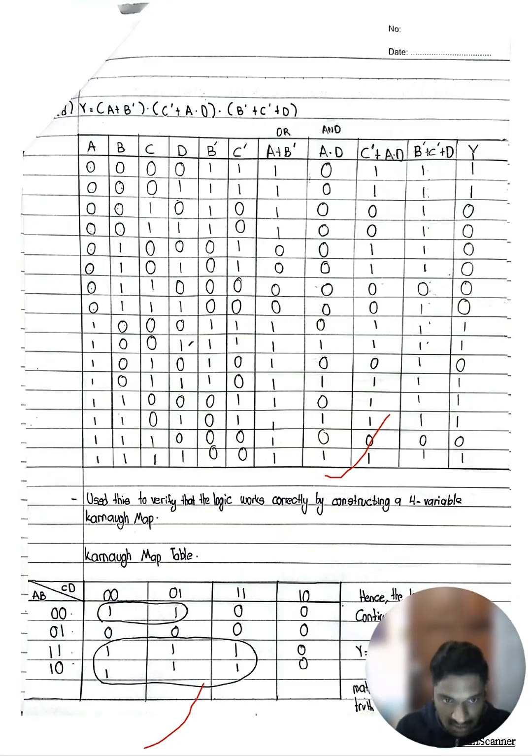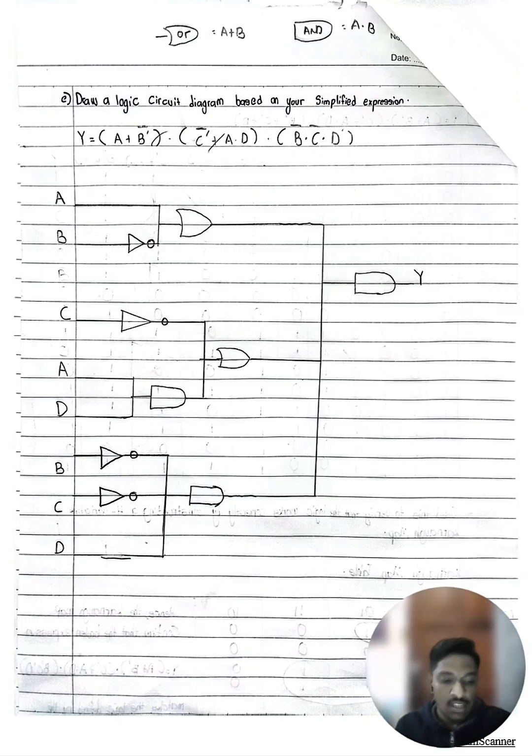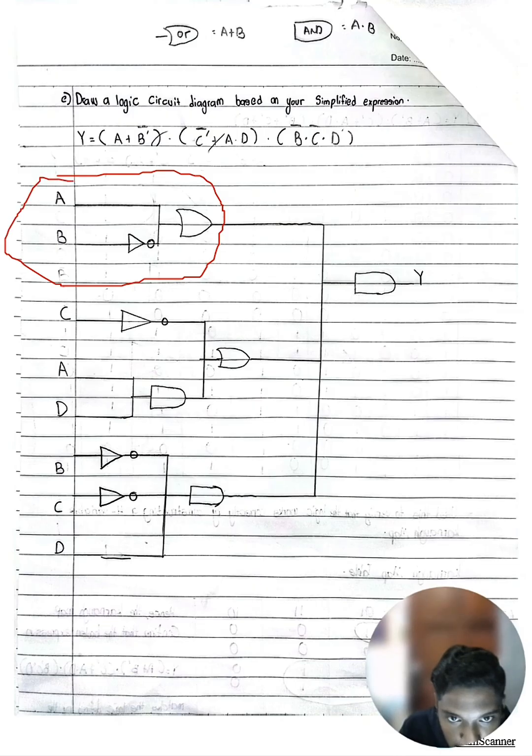So continue with question 4. Draw a logic circuit diagram based on your simplified expression. So based on the rules, I have to explain how the expression can be changed into a logic diagram. As you can see, A goes to this one and B goes to the B bar. Then both go through the OR gate using this diagram. So this one is A plus B bar.